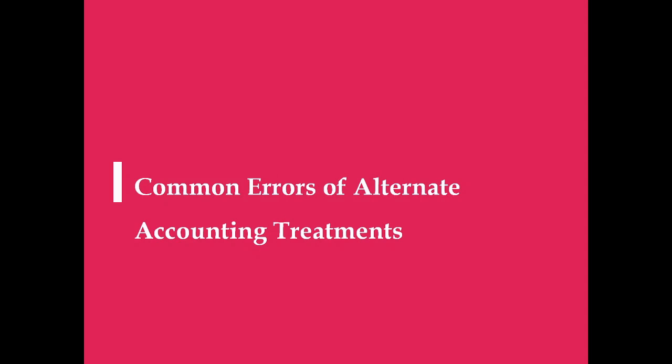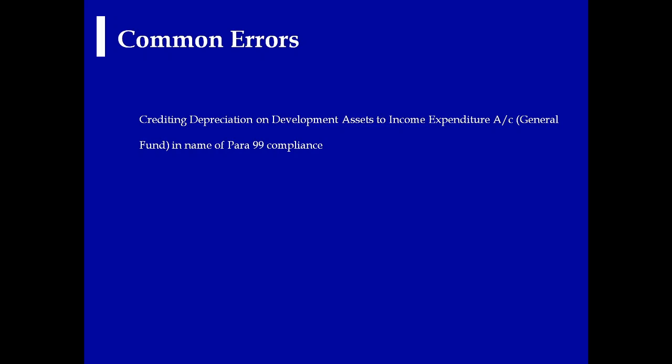Moving on, we come to the final part of this video now, and here we are going to discuss the common errors that are usually made while making alternate accounting treatments. One of the errors that we have seen very often being made by people is relating to the compliance of para 99. They credit the depreciation charge on development assets in the income expenditure account itself. So what they're doing is they are charging depreciation in the expenses side, and correspondingly they're making a contra entry to the income side of the income expenditure as well.